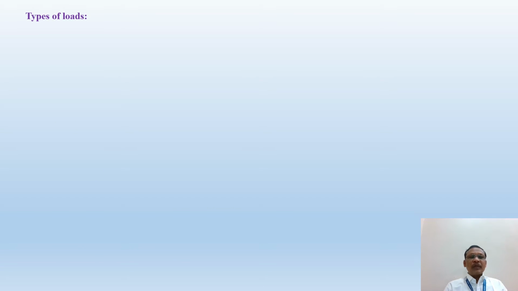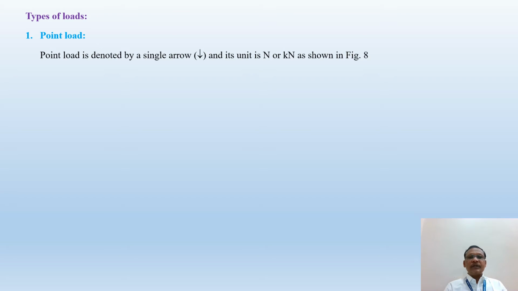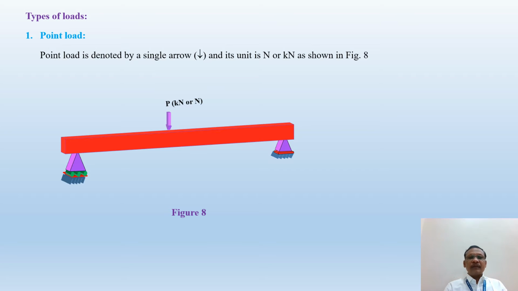Then types of load. We know these types of supports we have discussed, and loads we have discussed in engineering mechanics. The first type of load is the point load. A point load is shown by a single arrow, and this point load is expressed in Newton or kilonewton. This is the diagram where the beam is supported over two supports and is subjected to a load P, and this P is expressed in kilonewton or Newton. This is known as a point load.